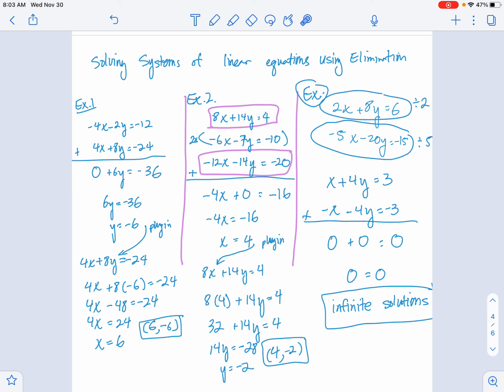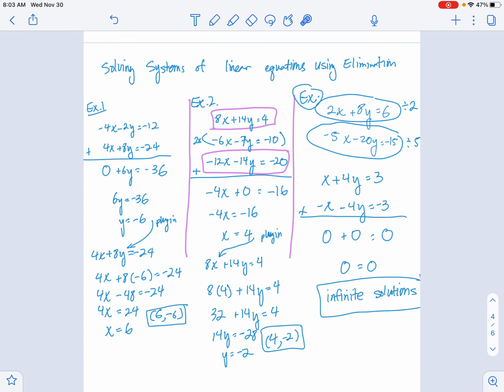And graphically, if I look at a graph, these are two identical lines, right? So that means they're overlapping each other. They're what we call coinciding with each other. We talked about this when we did graphing. So these are 3 examples of elimination, one with infinite solutions. Hopefully this helps. You can go back, replay this video if you need to, and try the assignment that goes along with this.